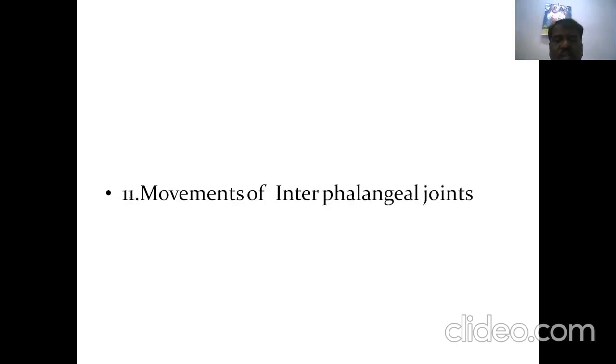Next, movements of the interphalangeal joints. Here also it is the hinge variety. Flexion and extension are the two movements possible at the interphalangeal joints.